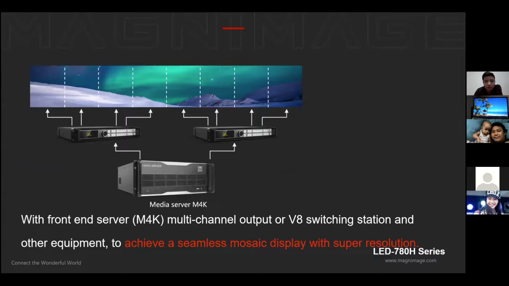And here is another case. For this case, you will find you use 1, 2, 3, 4, 5, 6, 7, 8, 8 LED, right? And you can use two sets of 780 to cascade to do mosaic. And here is the media server. This media server is the Magniamge media server. Of course, you can use another, but right now, the Magniamge media server software is free. Later, I will introduce it.